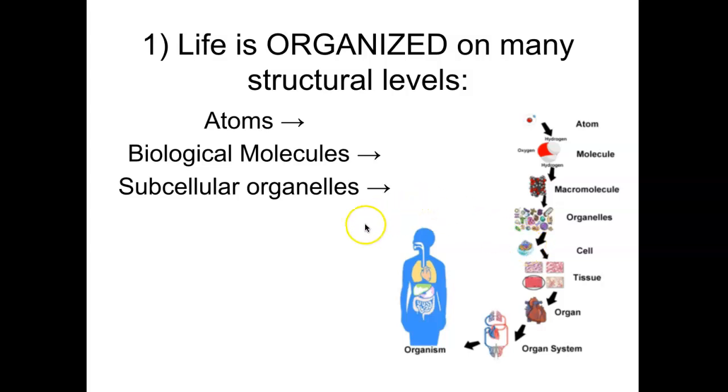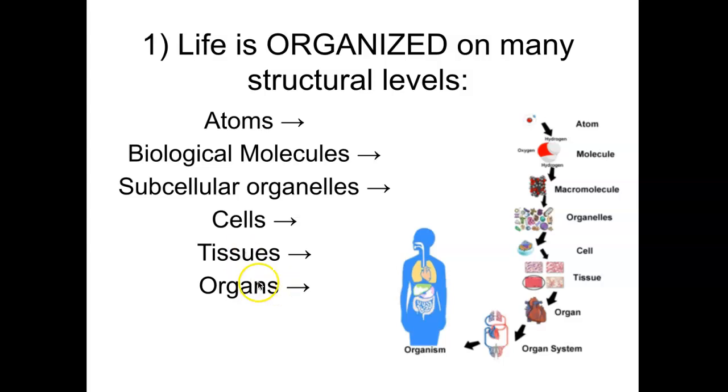And so cells is the next level of organization. Cells is the first level that is considered alive. So nothing below the cellular level is alive because it's not capable of performing life's functions. Cells can perform life's functions, so cells are considered the smallest living unit. Cells then make up tissues. Tissues are a collection of the same type of cells.